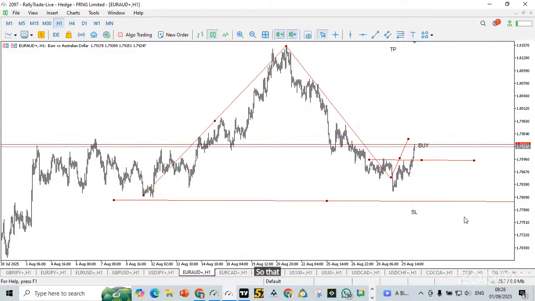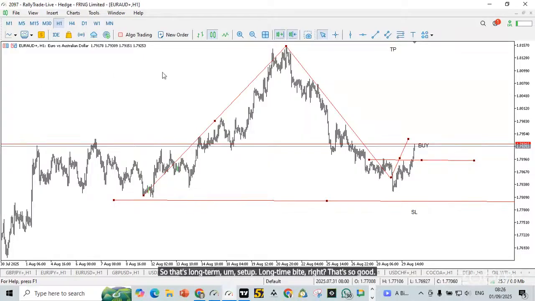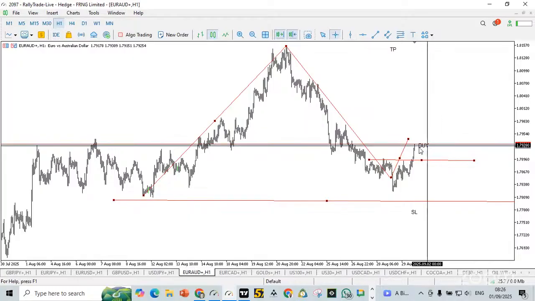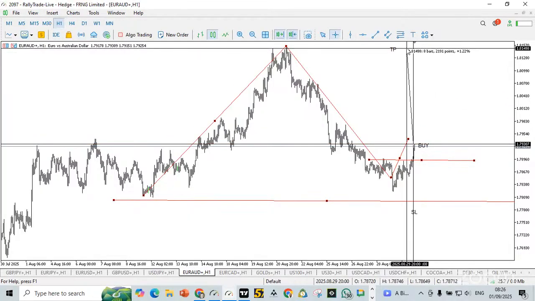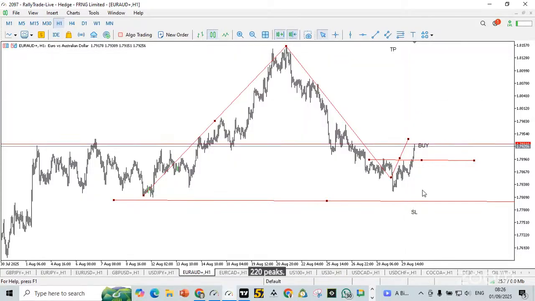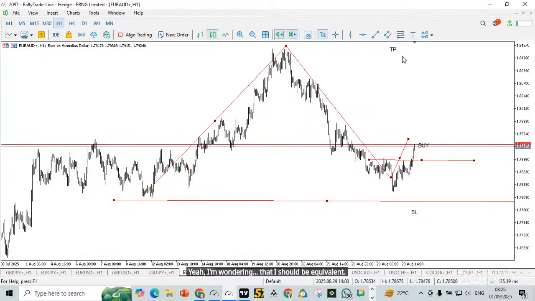So that's the long-term setup, a long-term buy on SLB. This has the potential to move up 220 pips. It's good volume. Let's say a mini lot size, something around $200. In Naira, that should be equivalent to like 400 to 500,000 for this trade, that is if you have a good volume.